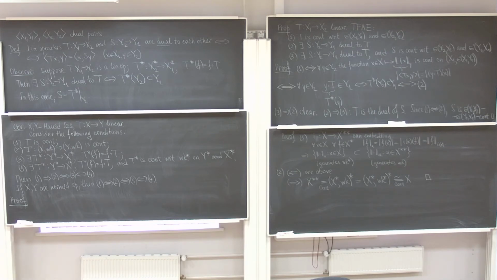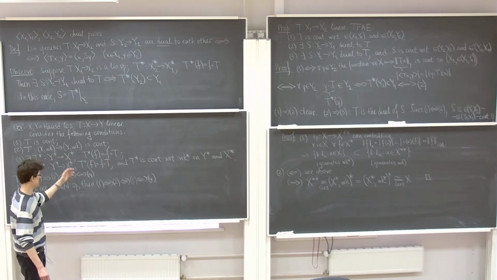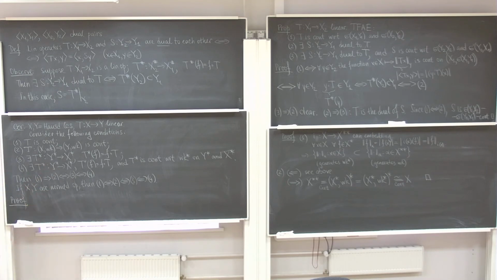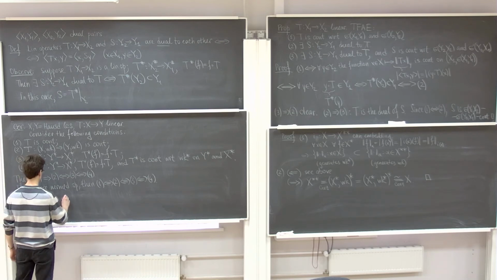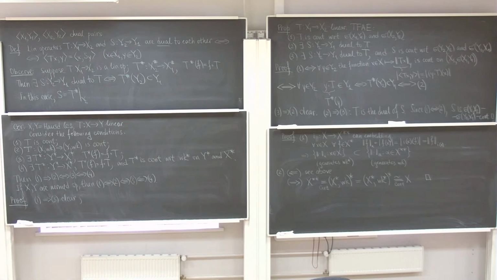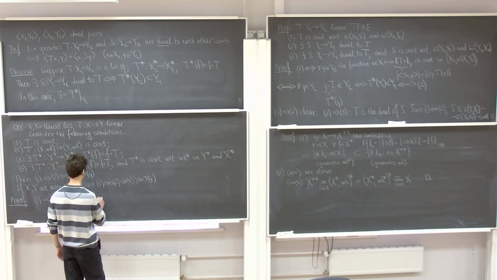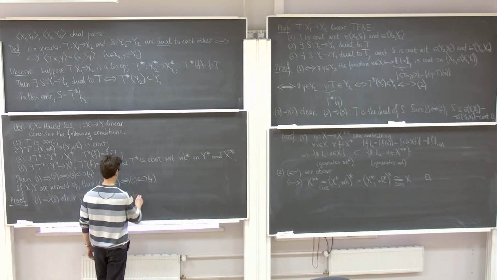Well, first of all, let's observe that 1 always implies 3. This is clear because if T is continuous, then for each continuous linear functional f on Y, this composition is a continuous linear functional on X, and so we get a well-defined operator T star. So clearly 1 implies 3. And now we apply our previous result, which implies that 2, 3, and 4 are equivalent. This follows from the previous proposition.